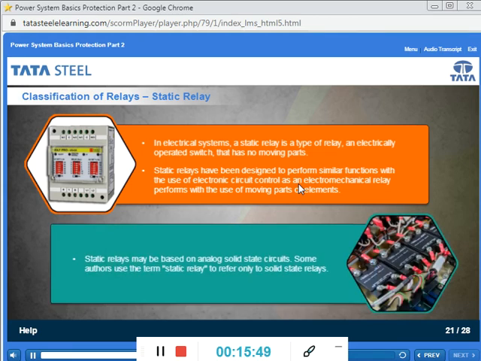Static relays may be based on analog solid-state circuits. Some authors use the term static relay to refer only to solid-state relays.